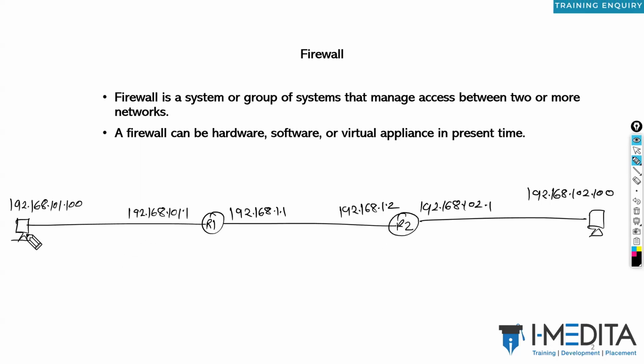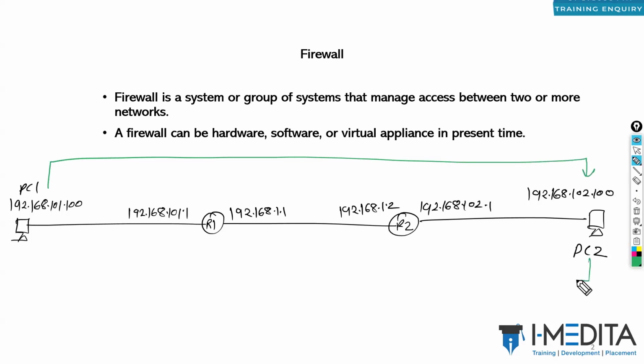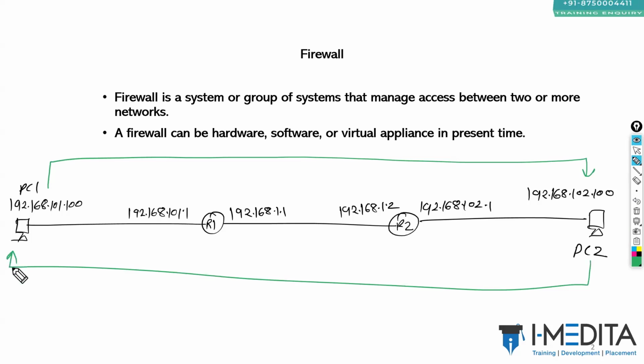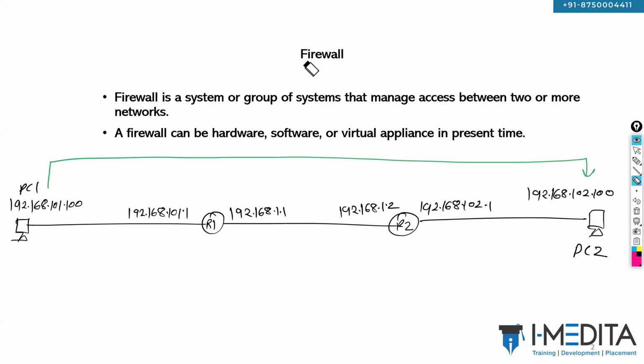After IP addressing and routing, this is your PC1, this is your PC2. You can make it possible that PC1 can communicate with PC2 and PC2 can communicate with PC1. It will happen when we configure IP addressing and routing. Now, the requirement changed. We want PC1 to be able to communicate with PC2, but PC2 should not be able to communicate with PC1. To achieve this functionality, we have to use a firewall.